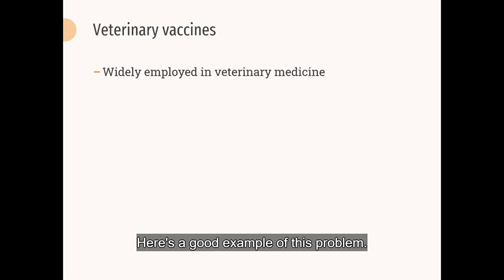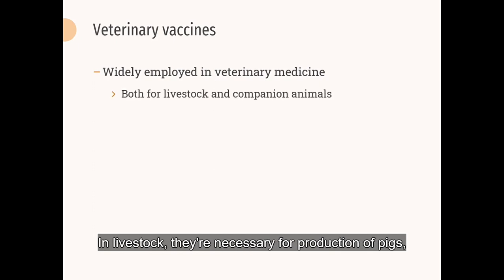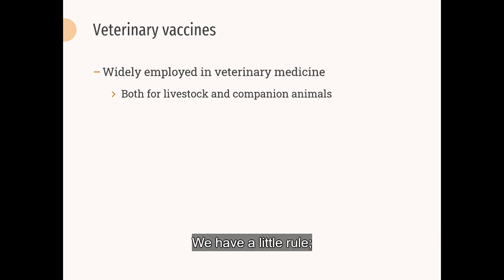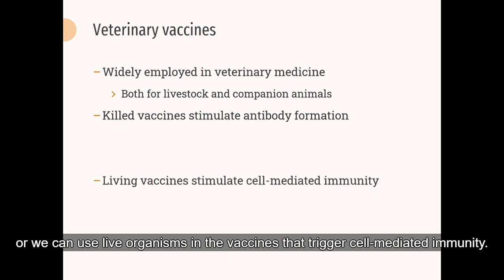Here's a good example of this problem. Vaccines are widely employed in veterinary medicine. In livestock, they're necessary for production of pigs, chickens, fish, and of course, companion animals. They're needed to protect dogs and cats against infectious diseases. And we have a little rule. We can produce these vaccines. We can either use killed organisms in the vaccines that trigger antibody formation, or we can use live organisms in the vaccines that trigger cell-mediated immunity.